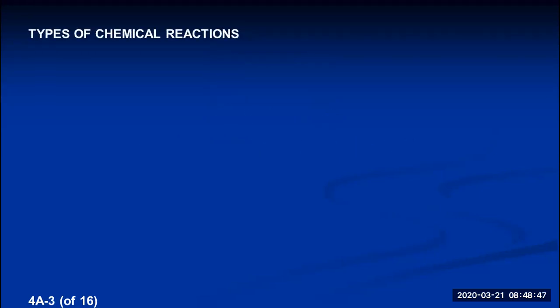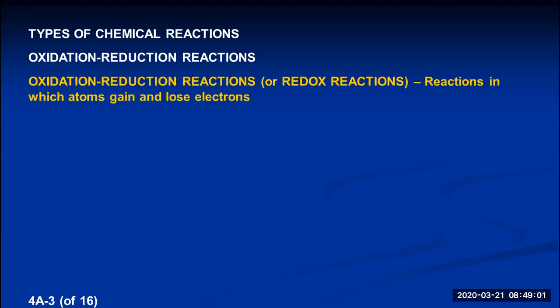Now, we're going to go through the different types of chemical reactions, and there's maybe 7 different types we're going to wind up learning. The first couple of types are oxidation-reduction reactions. An oxidation-reduction reaction, sometimes contracted to the term redox, is any type of chemical reaction in which atoms gain and lose electrons.